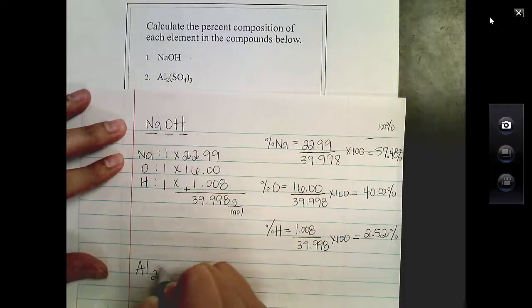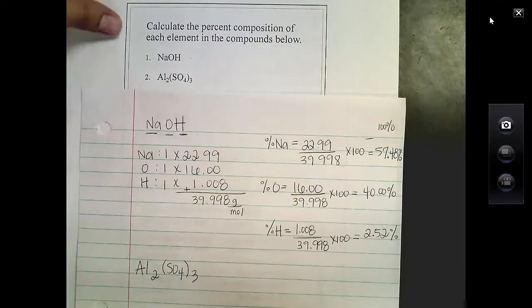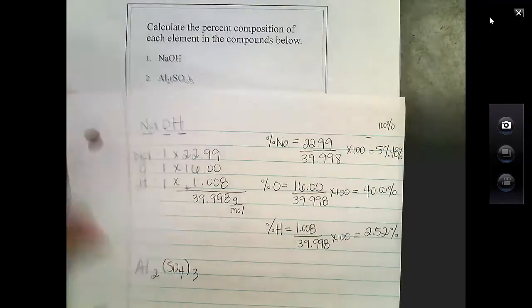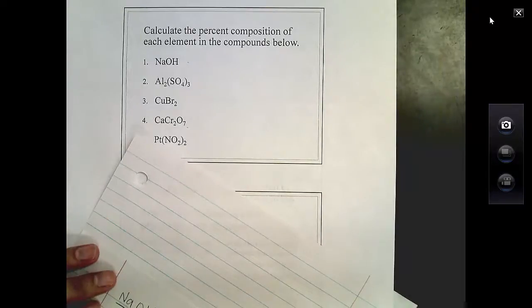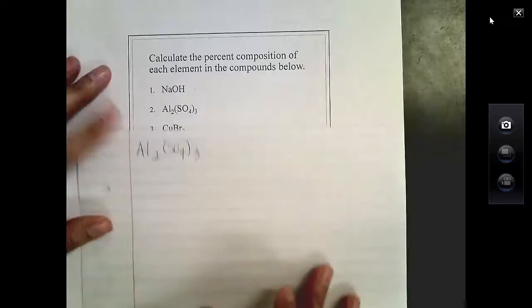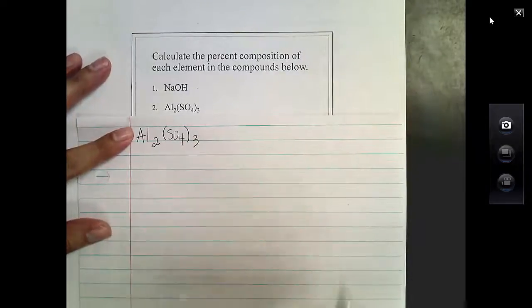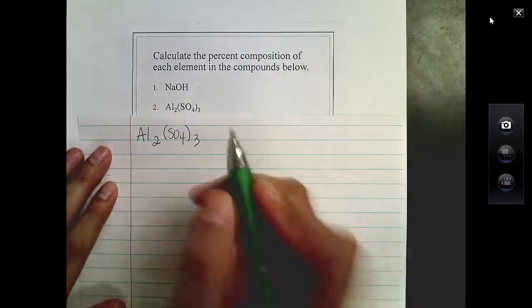Al2(SO4)3. So this one looks a little bit more complicated because now there's parentheses. I don't just have one of each element. So still, I'm going to start by finding the molar mass of this compound.